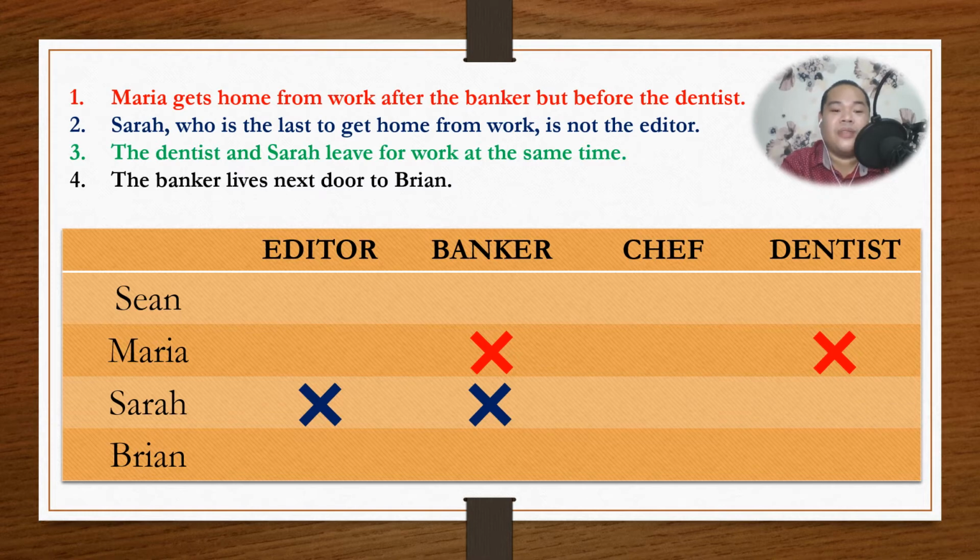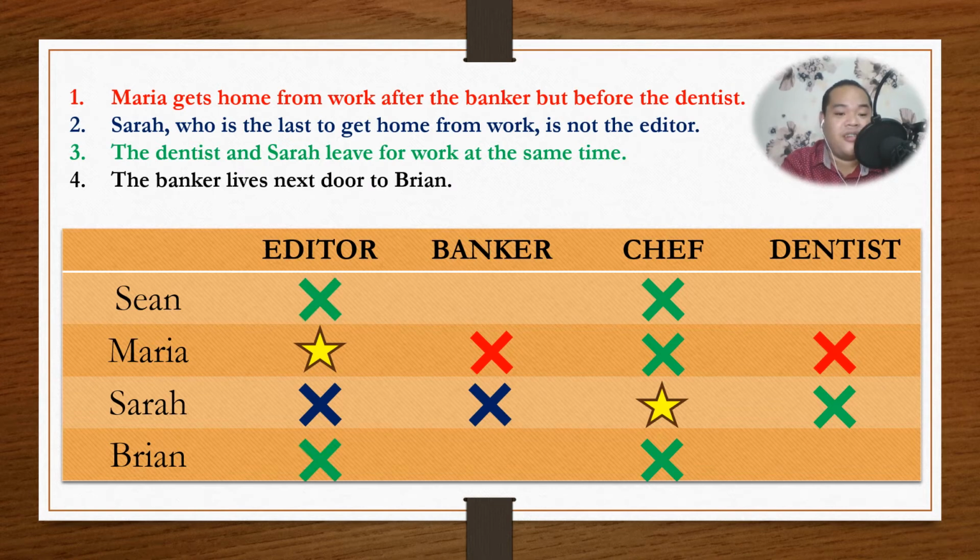The third clue: the dentist and Sarah leave for work at the same time. Therefore, the dentist is not Sarah. Therefore, Sarah is the chef. And since Sarah is the chef, Cian, Maria, and Brian are not the chef. Maria is not the banker, not the chef, and not a dentist. Therefore, Maria is the editor. And since the editor is Maria, Cian and Brian are not the editor.